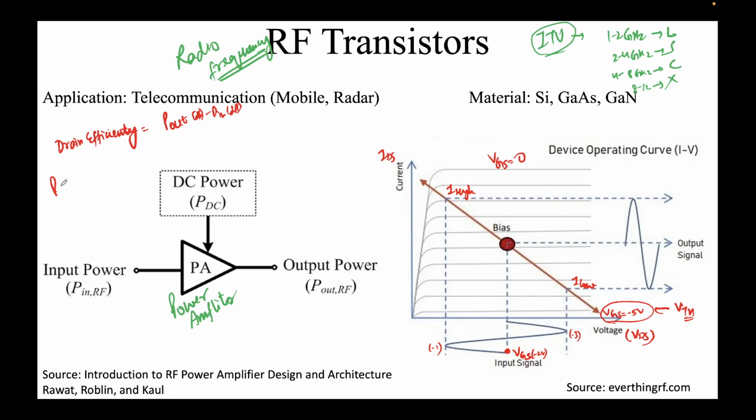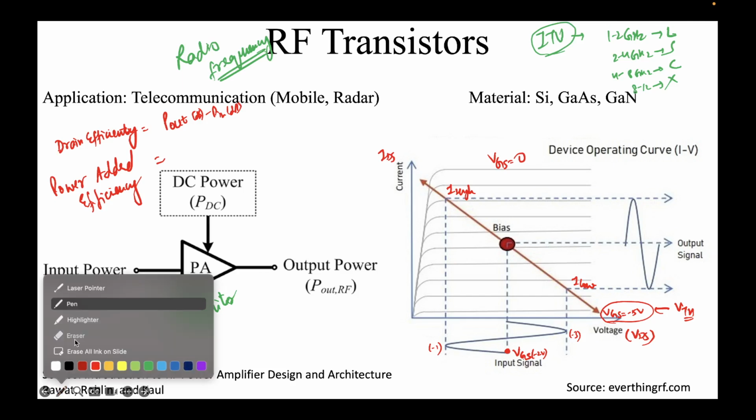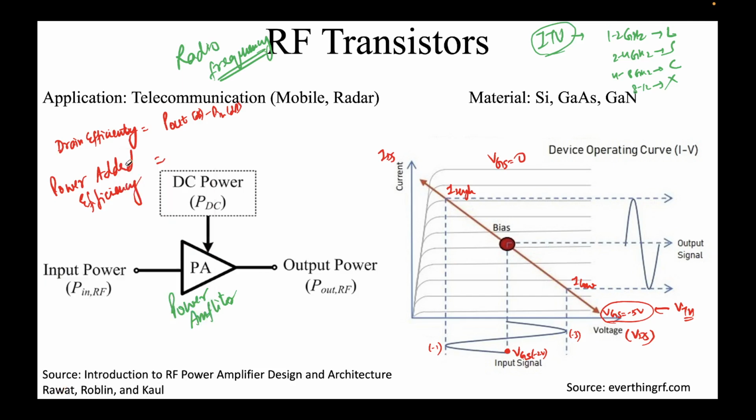Correct. So a more frequently used term, though I might be mistaken on this, let's not talk about drain efficiency now. I'll stick to the one which encompasses the true sense of this amplifier. So what is the power added efficiency? Power added efficiency is nothing but P out, the output power, minus P in. This is the power you are adding. Over PDC, because you're also supplying some DC power. This is the power added efficiency.